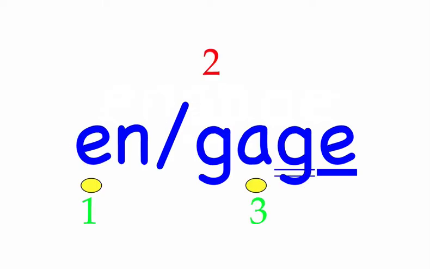Engage. Now, why is GE not a team at the end of this word? Because E has two jobs. It's causing the A to represent its long sound, and it's causing the G to represent its second sound. GE is only a team when the E's only job or function is to cause the G to represent its second sound.